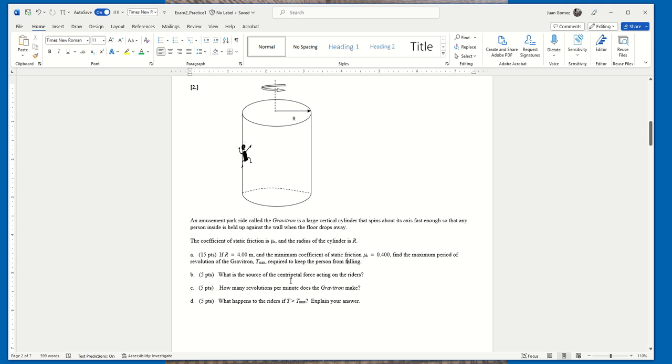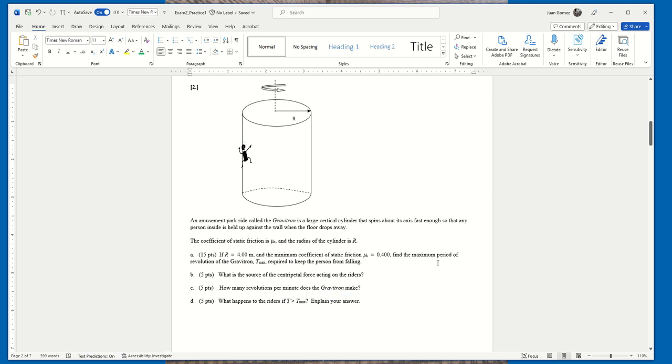Part B, what is the source of the centripetal, i.e. radial force acting on the riders? How many revolutions per minute does the Gravitron make? And what happens if the period exceeds the maximum period? What if T is greater than T max?